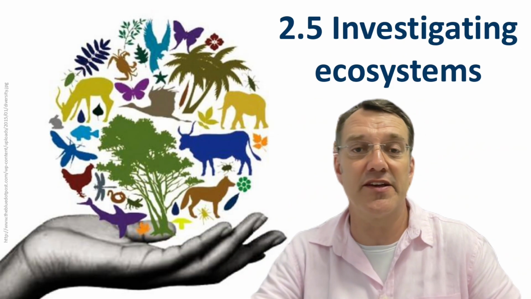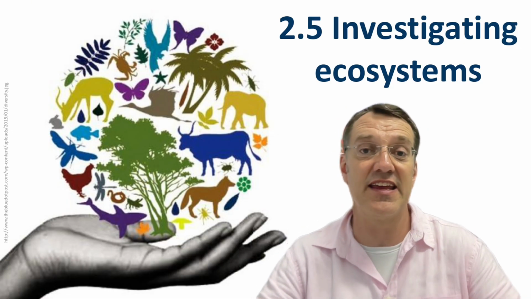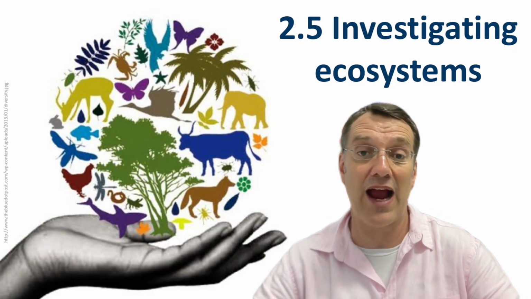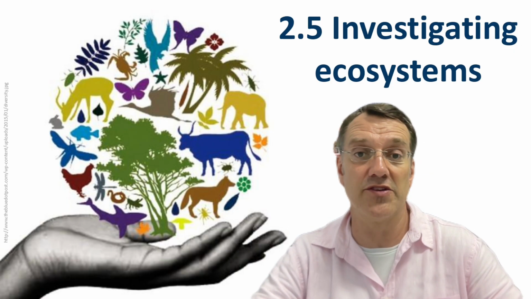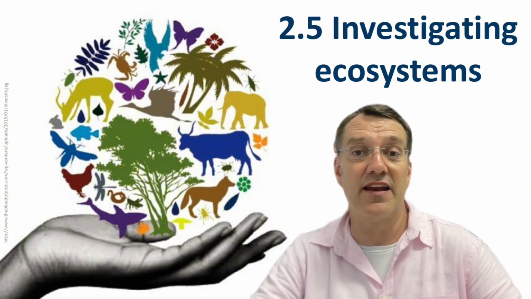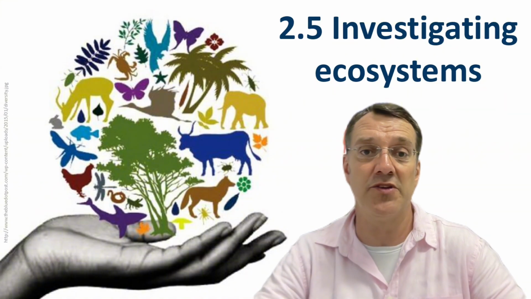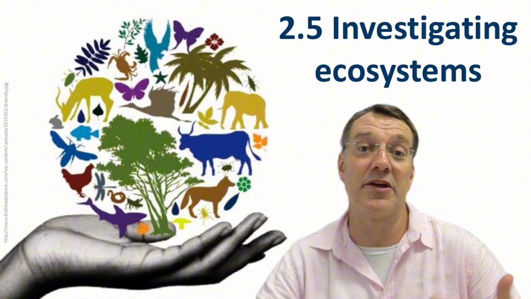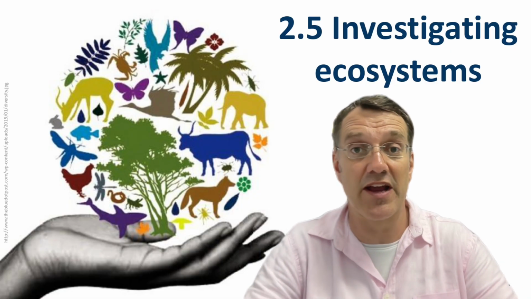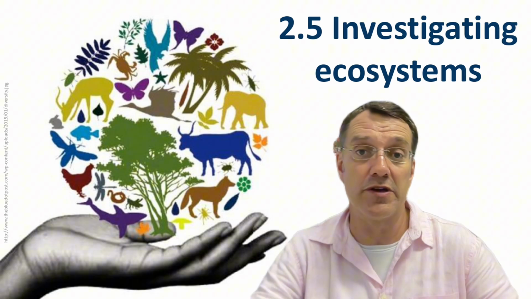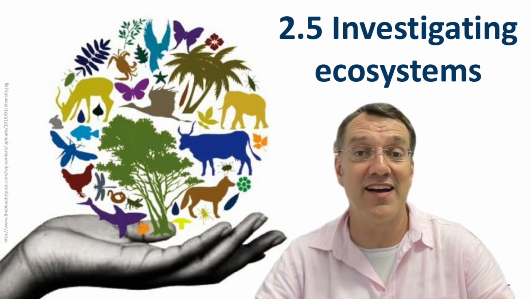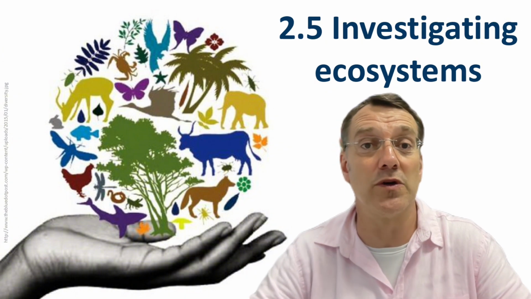Today we're looking at ESS topic 2.5, Investigating Ecosystems. This section of the ESS course focuses on the practical methods you're going to use to study ecosystems. Understanding these techniques isn't just about passing your exams. These are the same tools that scientists use worldwide to monitor environmental change and develop conservation strategies. They're also really useful for your internal investigation. So we're going to explore how to quantify, analyze, and understand the natural world.